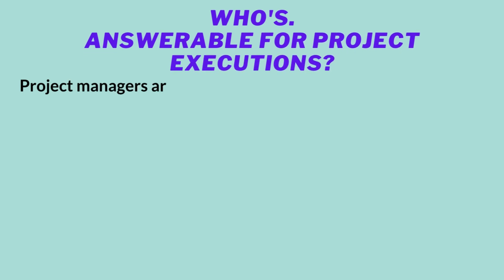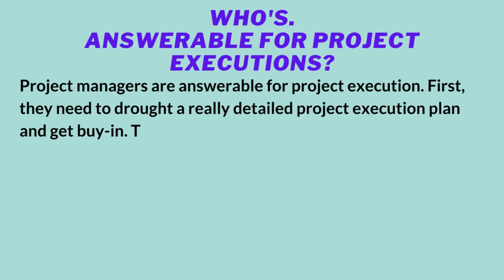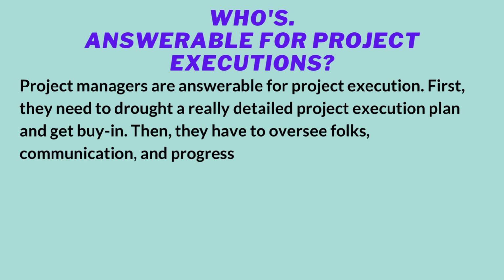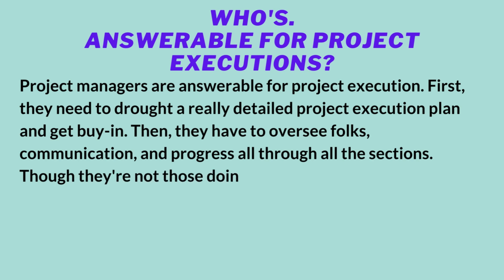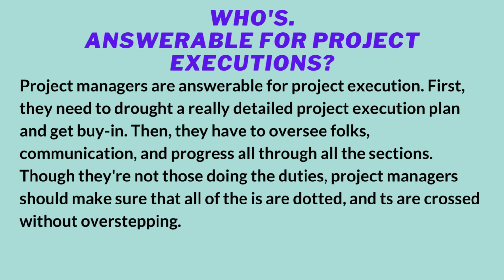Who's responsible for project execution? Project managers are responsible for project execution. First, they need to draft a very detailed project execution plan and get buy-in. Then, they have to oversee people, communication, and progress throughout all the sections. Although they're not the ones doing the tasks, project managers must make sure that all the I's are dotted and T's are crossed without overstepping.